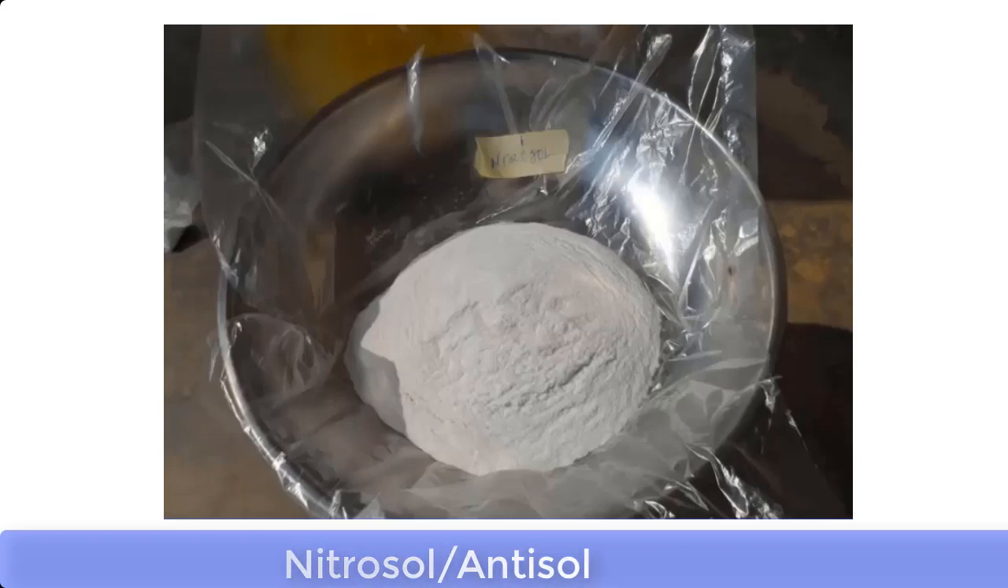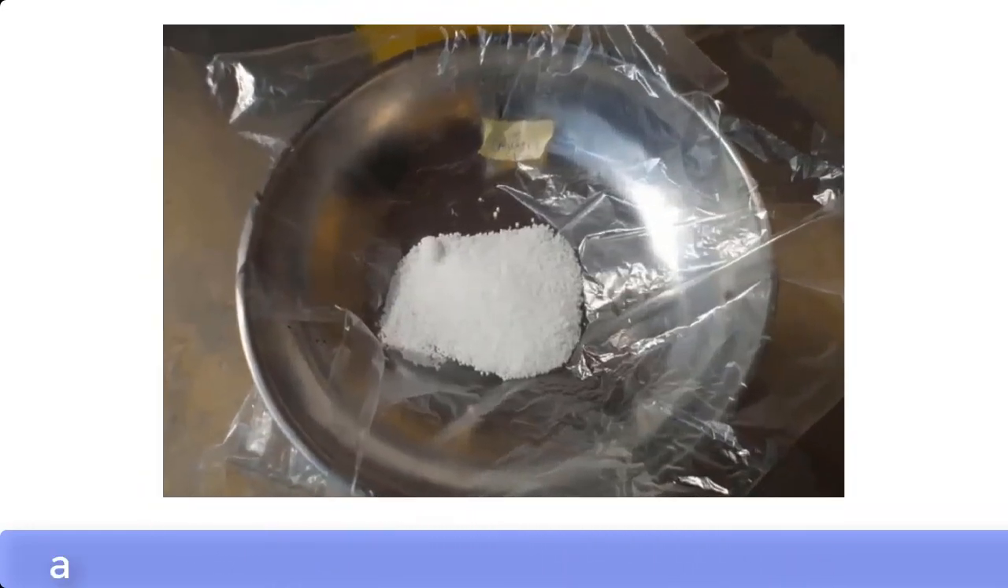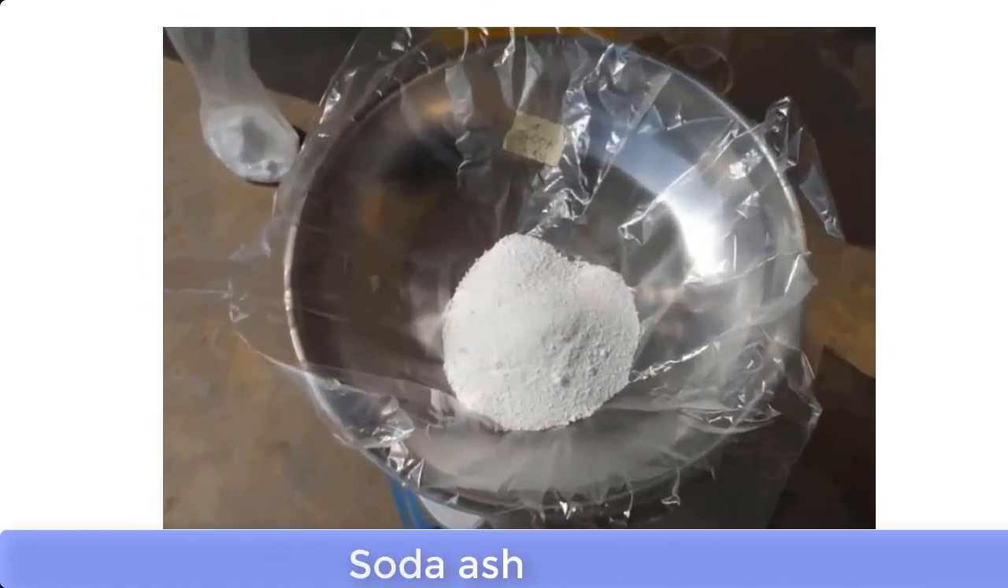The second chemical that will go into the solution of nitrosol or antisol is called caustic soda. Caustic soda consists of a crystalline structure similar to that of sugar. And the third chemical that will go into the solution is called soda ash. Soda ash has very coarse crystals and a dirty white color.